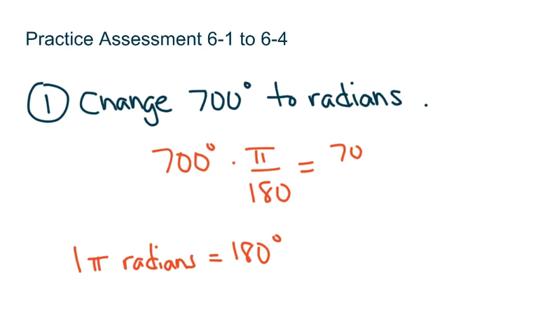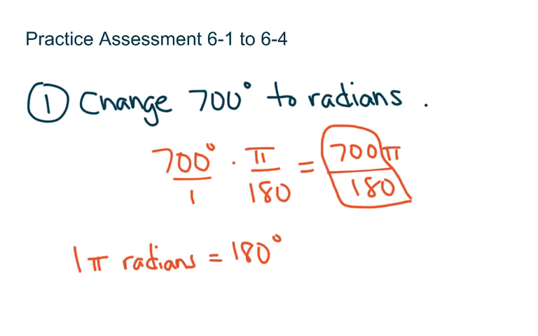So you're just going to multiply. This is like multiplying two fractions. So you get 700 pi over 180. And then in your calculator, you're going to reduce this part of the fraction. So you put in 700 divided by 180, math, enter, enter. And it reduces to 35 over 9. Don't forget to leave the pi in the answer. So the answer is 35 pi over 9.